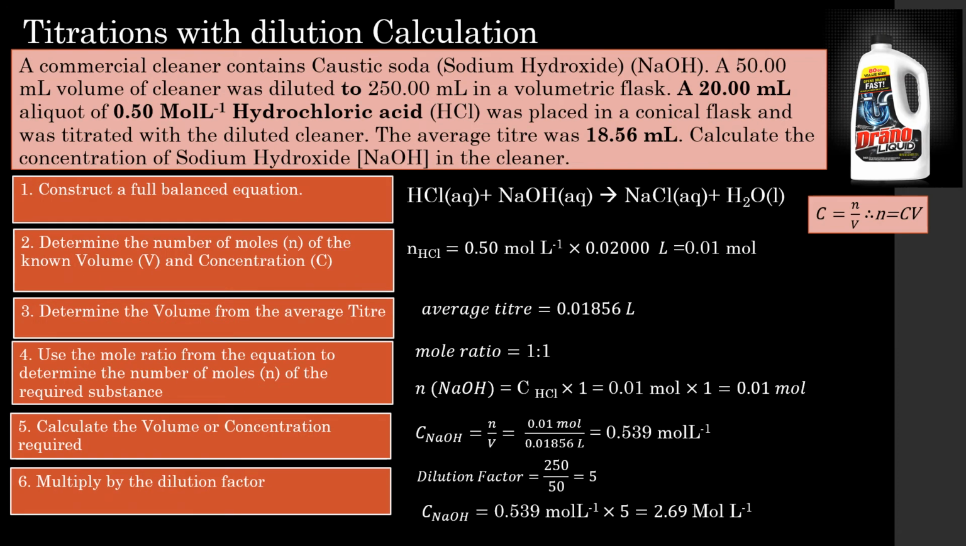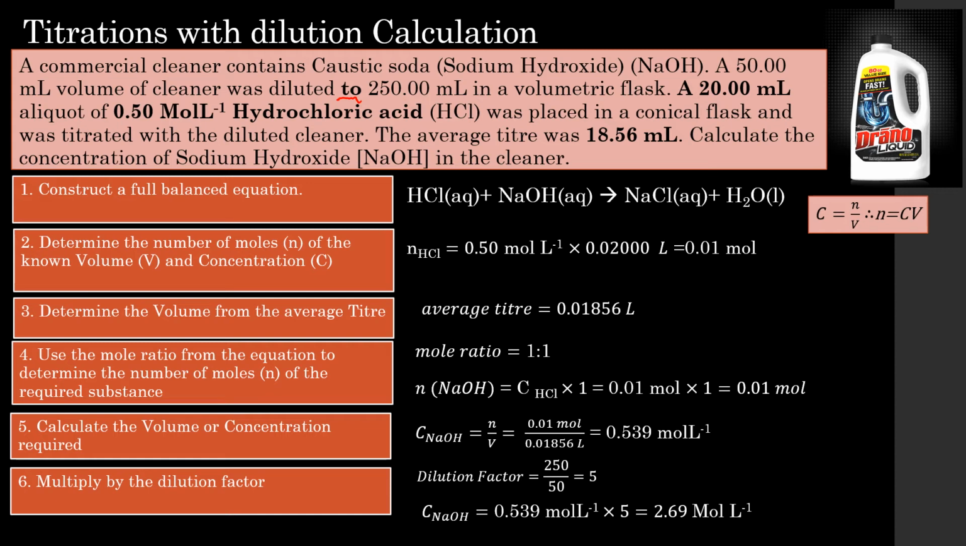Now, sometimes you need to dilute one of your solutions, for example, if you want to calculate the concentration of an acid or a base in a cleaning product. So, for example, Drano has a lot of sodium hydroxide in it. In this case, we've got a 50 ml volume of cleaner, maybe Drano, for example, and it's diluted to 250 mils. So it's 50 mils in the bottom of a volumetric flask, diluted and measured up to 250 mils, so just 200 mils of water added.